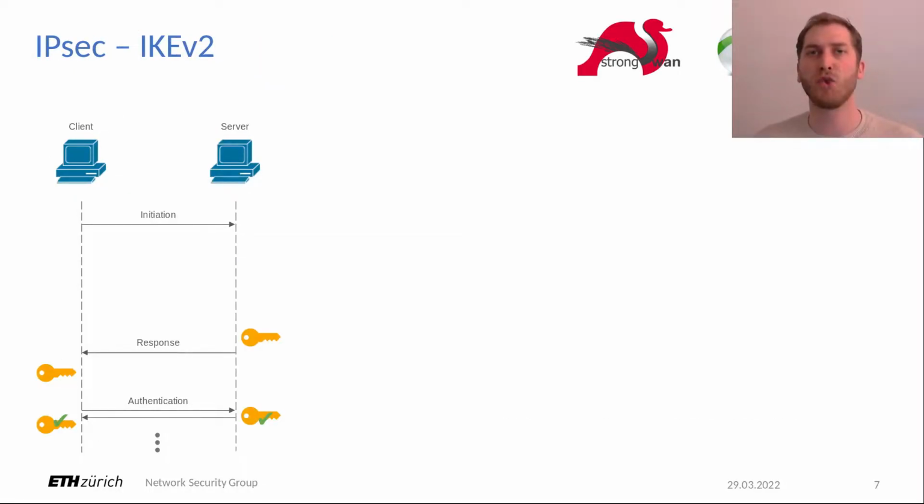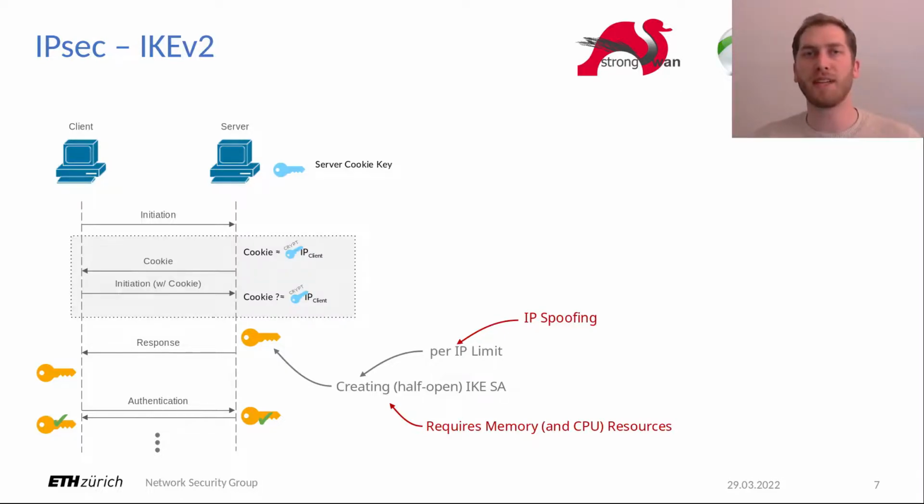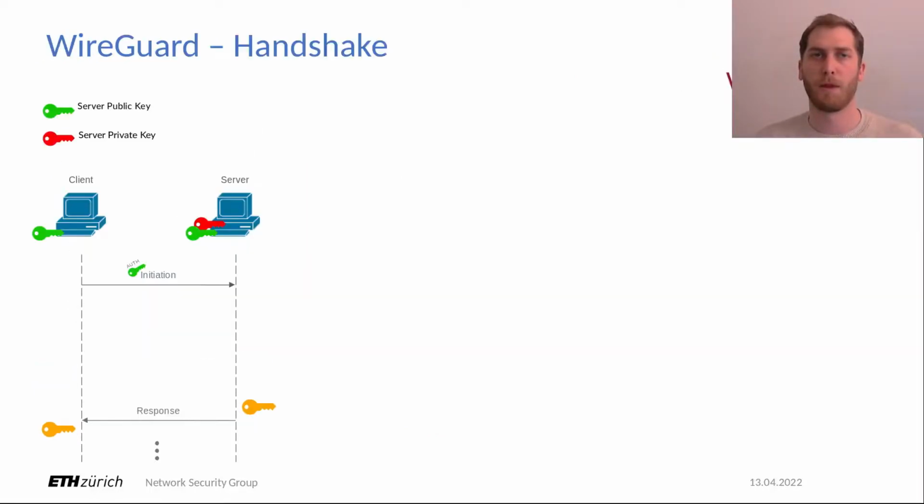IPsec-based VPNs commonly use the IKEv2 protocol for the handshake. To mitigate resource exhaustion attacks, in particular memory exhaustion attacks due to a flood of initiation requests, implementations enforce IP-based limits. However, such limits are not effective against an attacker which can spoof its IP address. To defend against spoofing attacks, IKEv2 provides an address binding cookie mechanism.